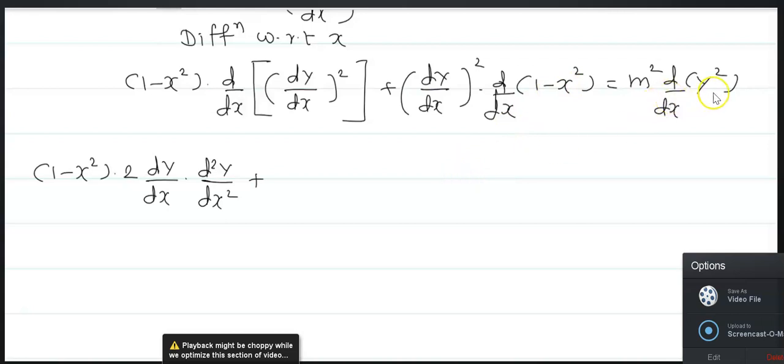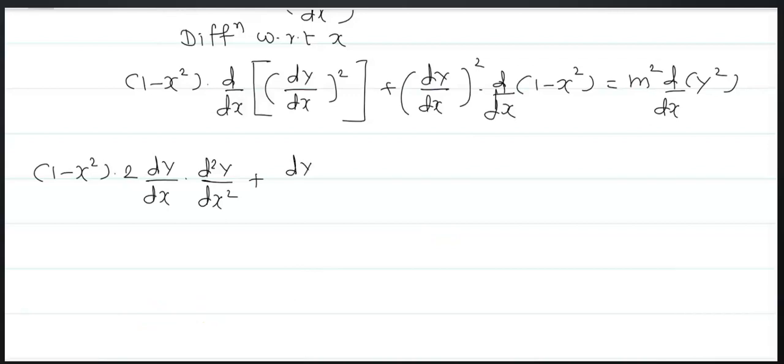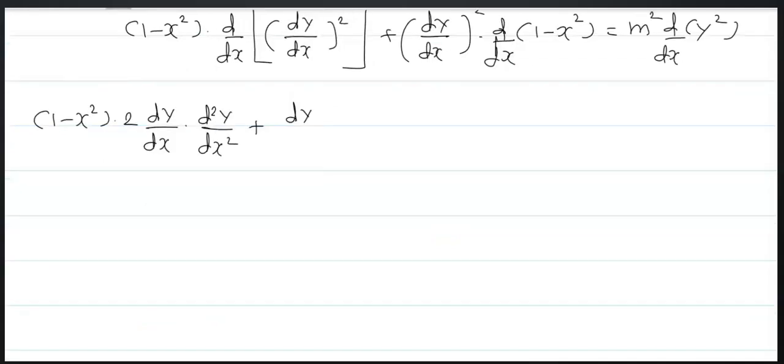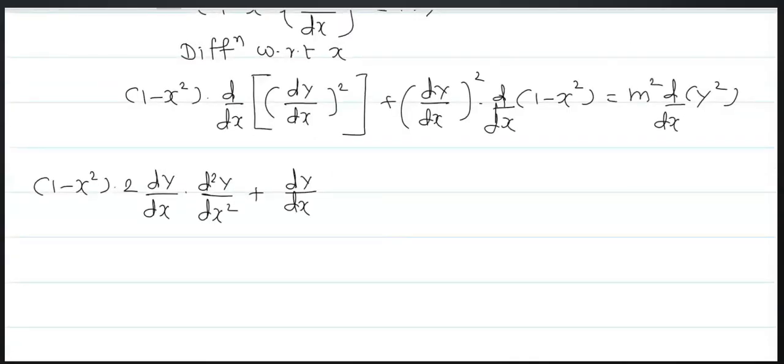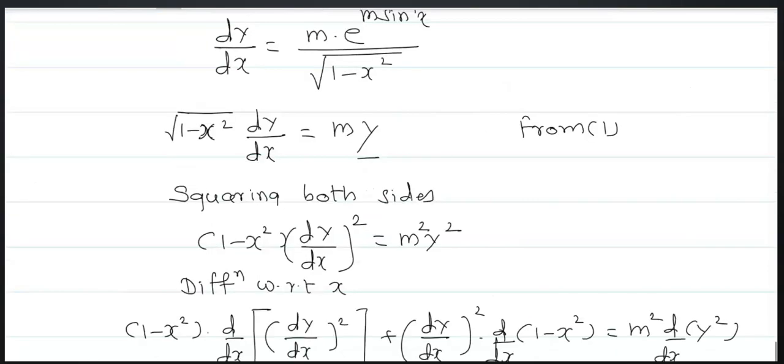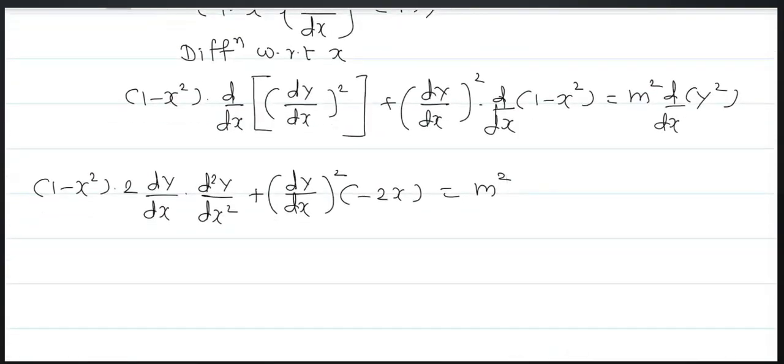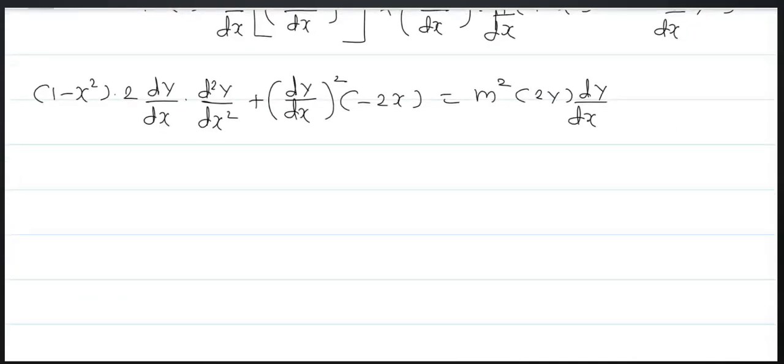Again, the derivative of y² is 2y into dy/dx. That is (dy/dx) squared into the derivative of 1 minus x², which is minus 2x, is equal to m². The derivative of y² is 2y into dy/dx. Again, if we see this, there is one common term, that is 2 into dy/dx.